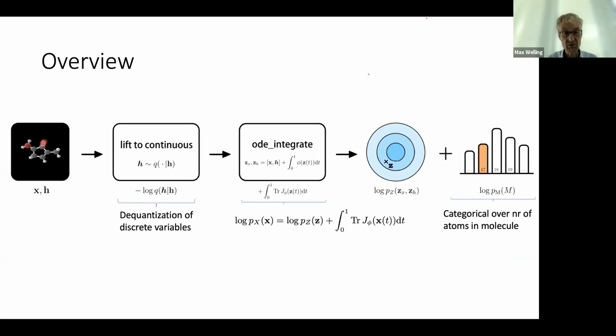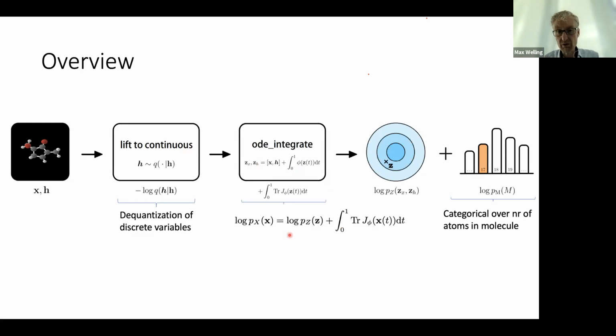Pictorially, in a flow model, we start with our initial positions and discrete features, which are types, etc. We have to first lift the discrete types into a continuous space, otherwise we cannot flow. That's called dequantization. After dequantization, we do an ODE integration, which means that we take the original X and H, and we flow over the vector field phi, which is given by our EGNN graph neural network model, and then finally it's trained to flow to a Gaussian distribution, and this is the distribution for the discrete features.